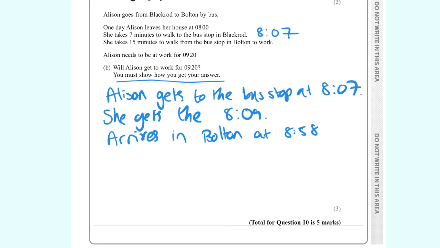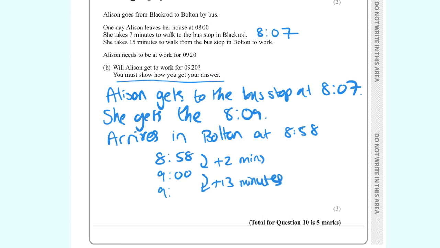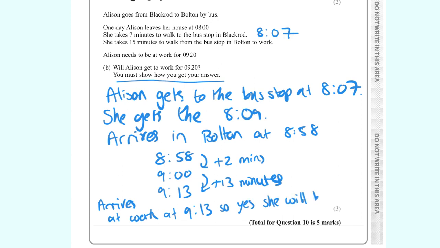So we need to do... to get to 9 o'clock, that is plus 2 minutes. And then we need to add on 13 more minutes, because we're adding on 15 minutes for the walking. That's what we're doing at the moment. Okay, so it's 9:13. So she arrives at work at 9:13. So yes, she will be on time.